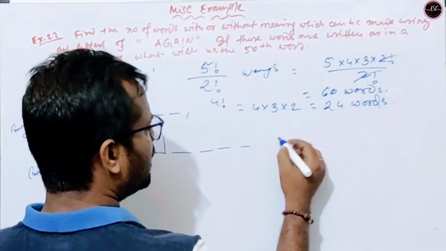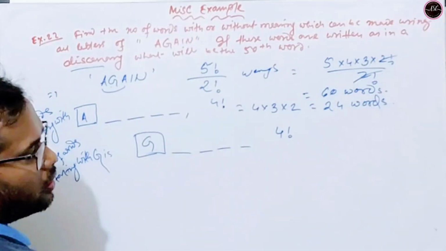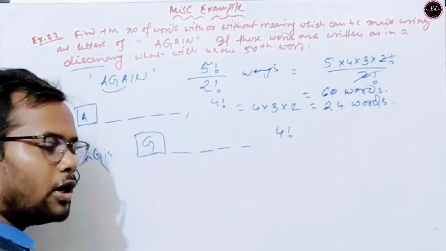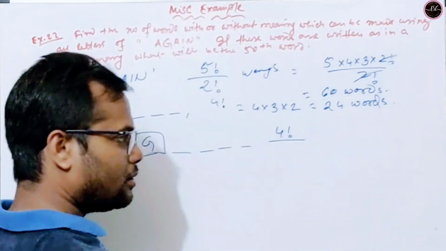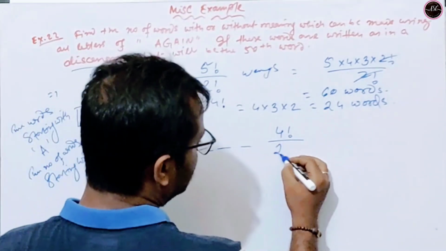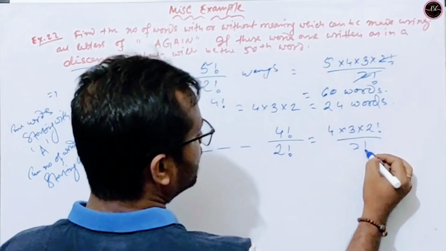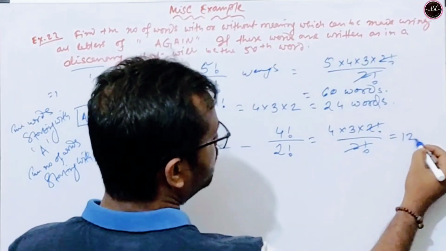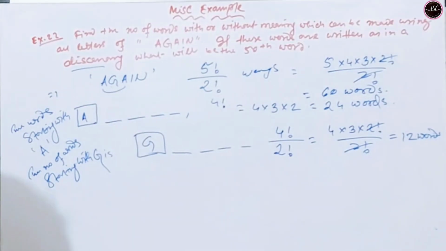Okay, these 4 letters can be arranged in, so the total number of words will be 4 factorial divided by, here A has been repeated 2 times, so just divided by 2 factorial. So we can calculate this as 4 factorial divided by 2 factorial, 2 factorial cancels out, and we have 12 words. Okay, now the work of A and G has been completed.